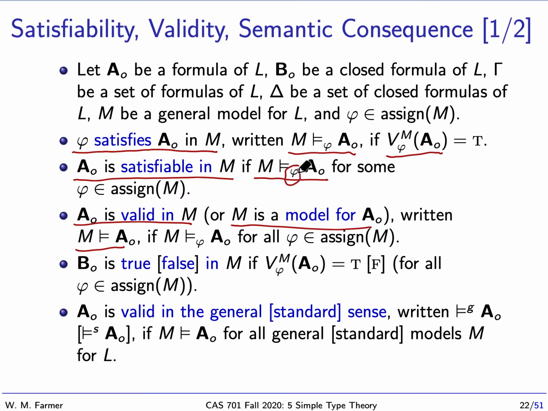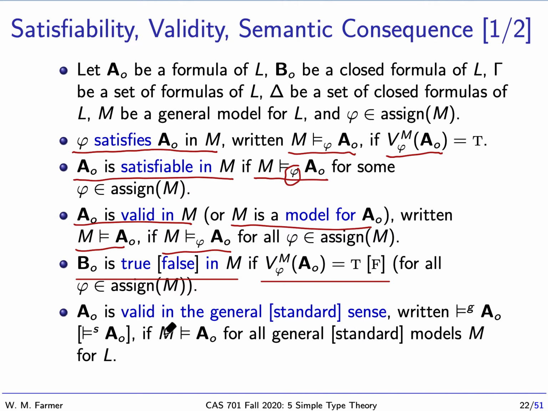Notice we drop this. If this is true for all assignments phi, and if B is a closed formula, we say B is true or false in M if the value assigned to B is true or false. So if our formula is closed, we can talk about it being true or false in M. Otherwise, we have to talk about it being satisfied or valid, satisfiable or valid.